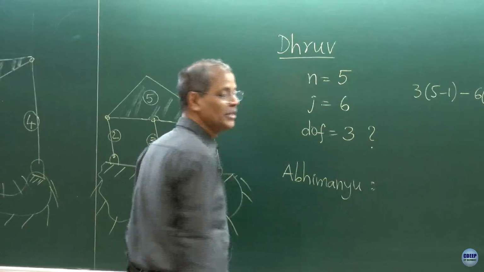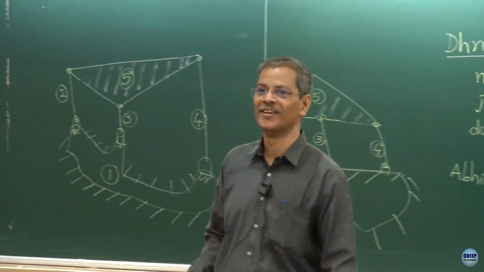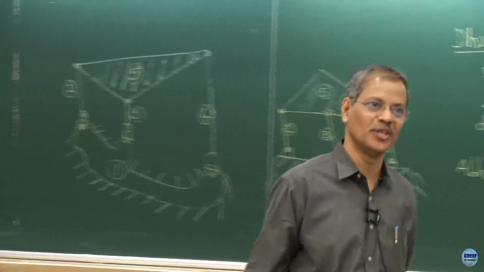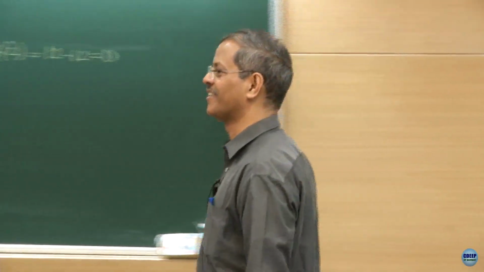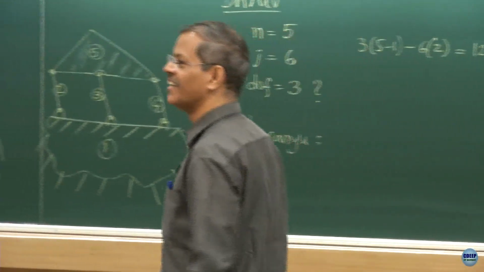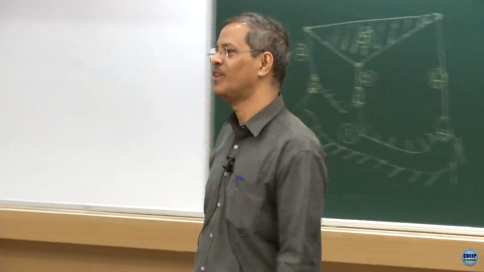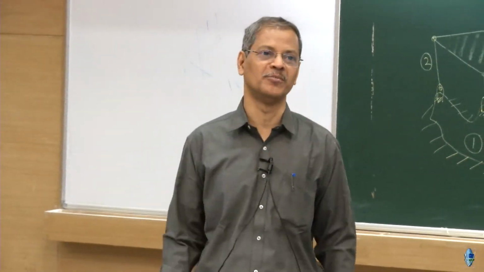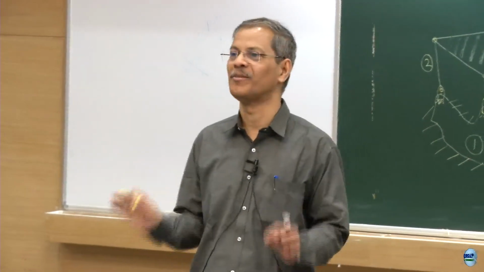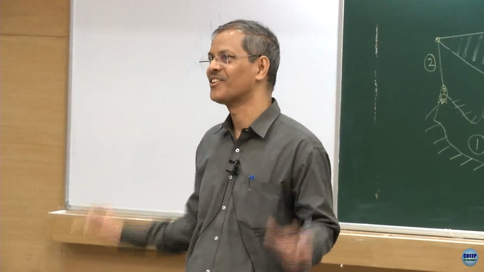If I understood Abhimanyu's worry correctly, Baba, you taught us, you are supposed to be knowing the subject as a professor. You came and taught us degree of freedom is given by the Grubler-Kutzbach formula, and then you are showing a case example where the formula is misleading. How do I trust what you teach me? That is his fundamental worry. Correct, no, Abhimanyu?